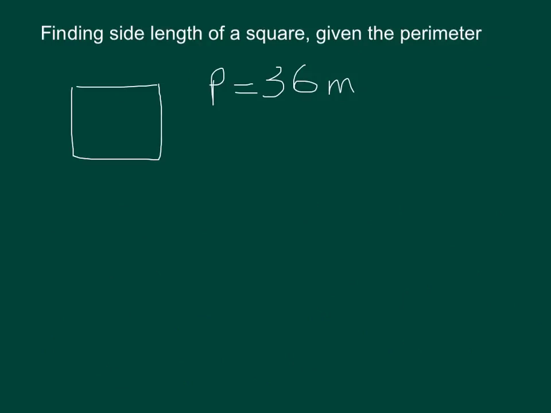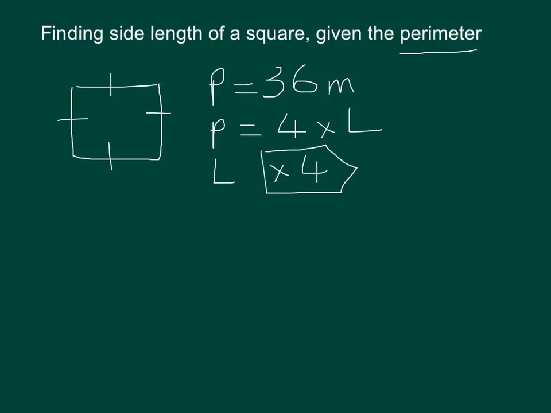When we're given the perimeter, we can actually find out what the side length would be of a square. If the perimeter is 36 metres, we know that all those 4 sides are the same. So the perimeter is equal just to 4 times the length of the side. So we took the length of the side, we multiplied by 4, and we ended up with the perimeter.